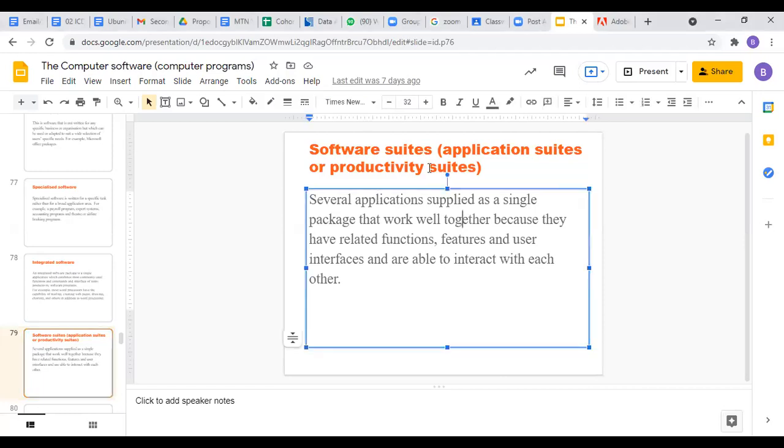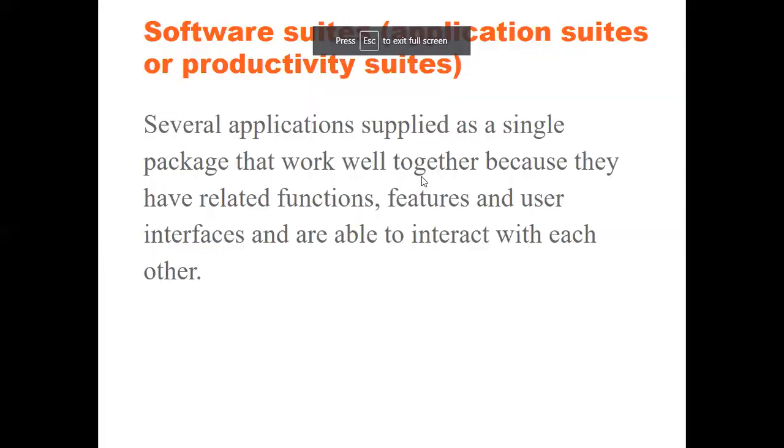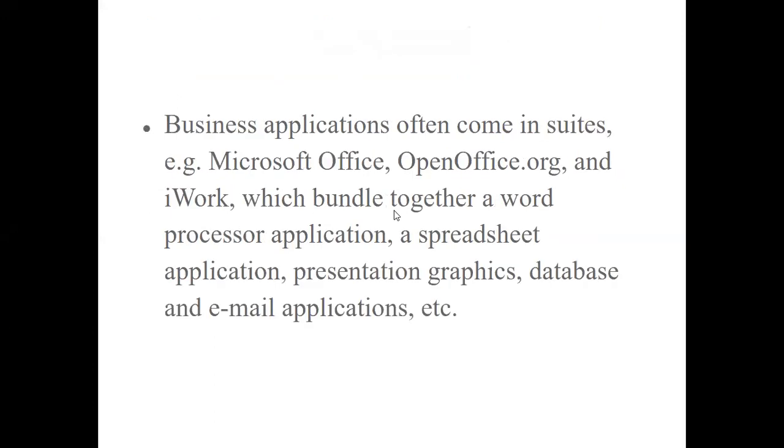So I've explained what a software suite is. It's one package, but when you buy it, they give you all the other programs that are in that package. Usually business applications come in suites. For example, Microsoft Office.